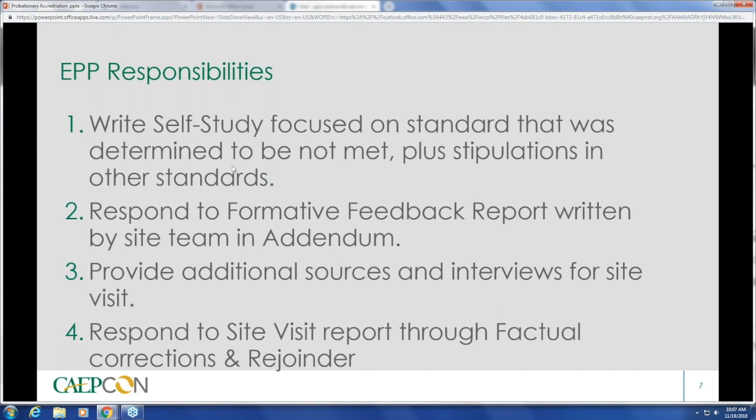The report that they use is the exact same one that they used for their site visit. We just hide the standards that they don't need to address. And so then they need to start all over and address the entire standard.